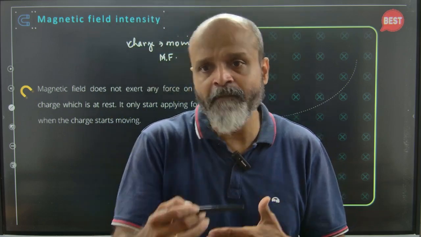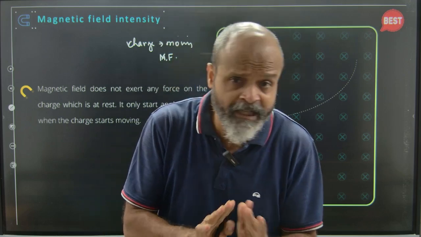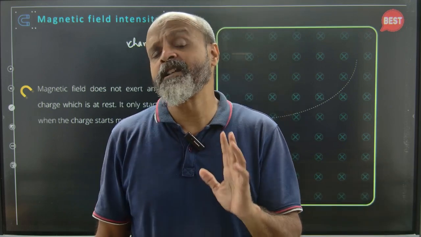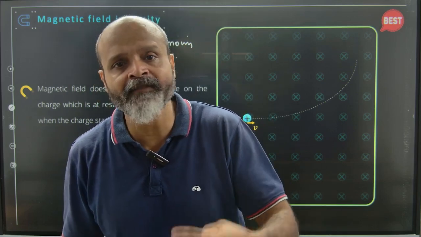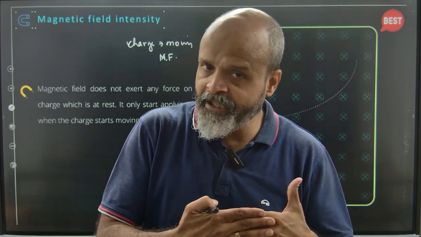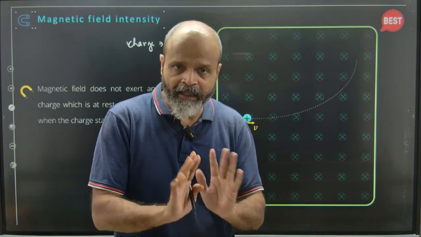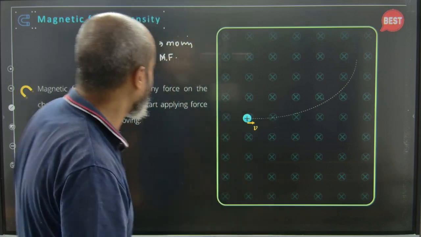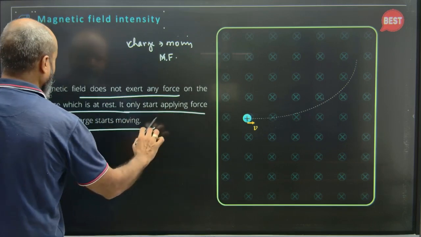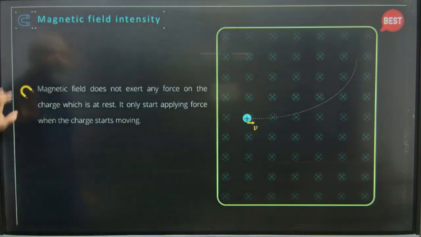So when there is an external magnetic field and a charge is placed which is at rest in that external magnetic field, the charge is going to experience no force at all. But if the charge is made to move with a certain velocity, then definitely it will experience a force, because moving charges will have their own magnetic field. And this magnetic field will either support the external magnetic field, or be at an angle with it, or clash with it. Then it's going to experience a force. So the magnetic field does not exert any force on a charge which is at rest. It only starts applying force when the charge starts moving. Okay, let's move on.